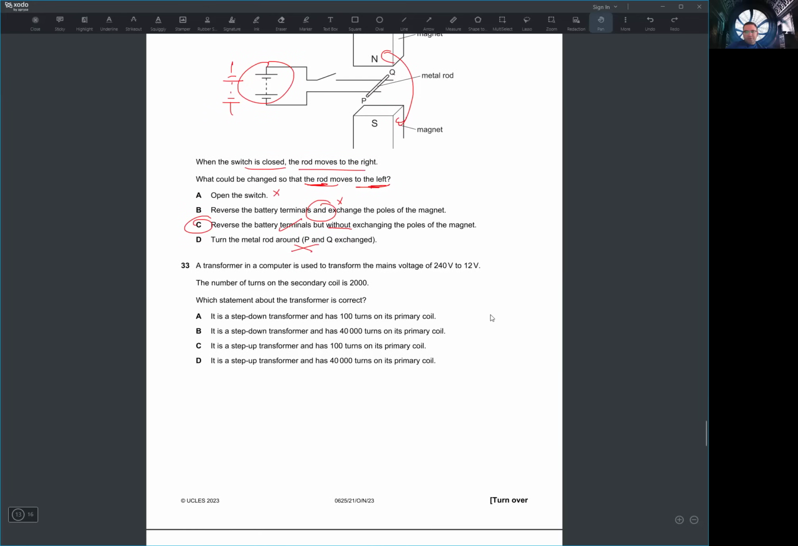A transformer in a computer is used to transform 240 volts from the main supply to 12. The number of turns on the secondary is 2000. Which statement of the transformer is correct? So clearly this is a step down transformer because you want to change 240 to 12.